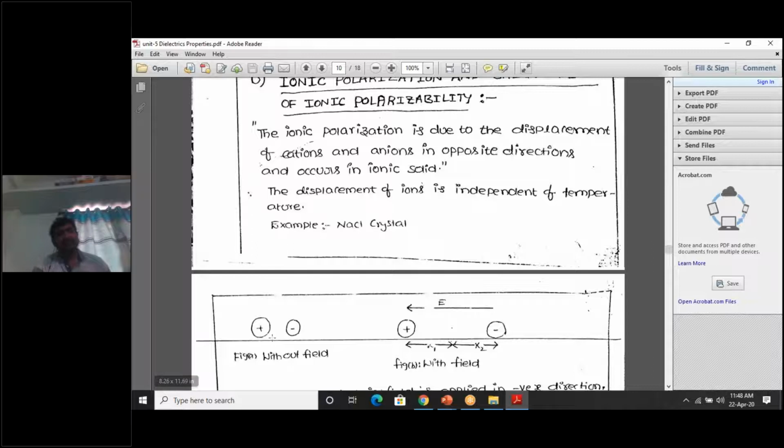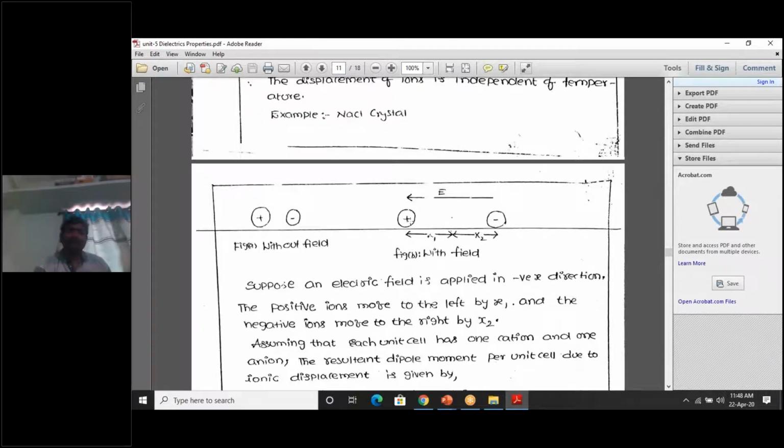Normally, without application of electric field, the positive charge and negative charge coincide with each other. Generally they are separated by a certain distance, but let us assume they coincide. Now, due to the application of electric field, this positive ion will get displaced in the direction of electric field, and the negative ion will get displaced opposite to it and form an ionic dipole. This is called an ionic dipole.